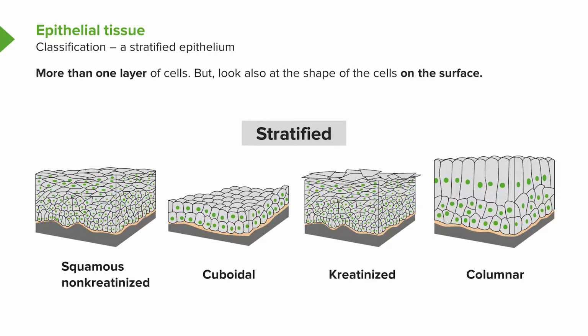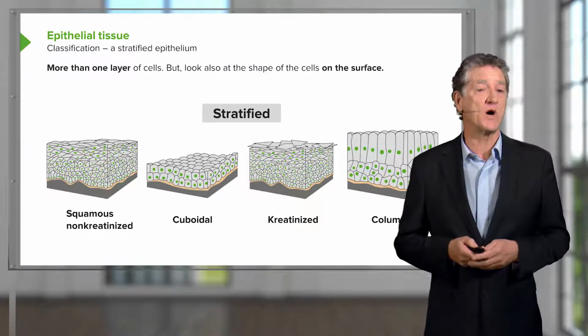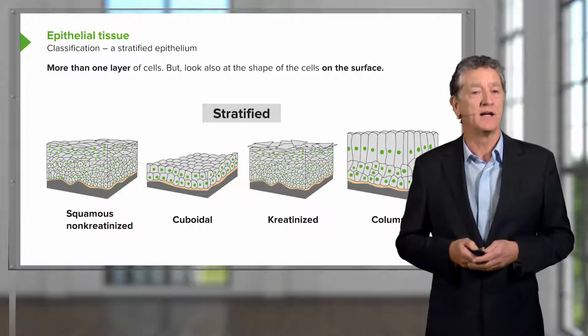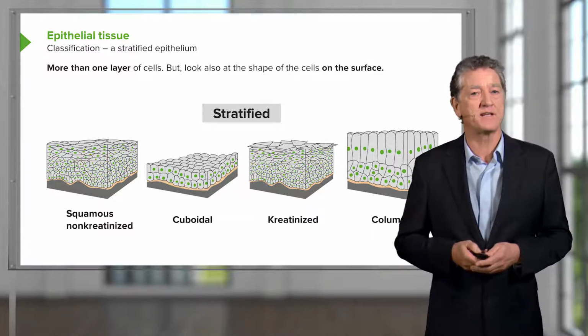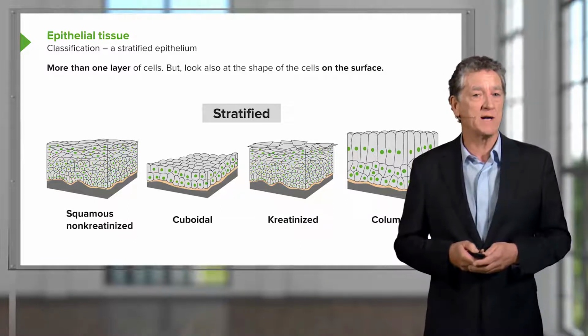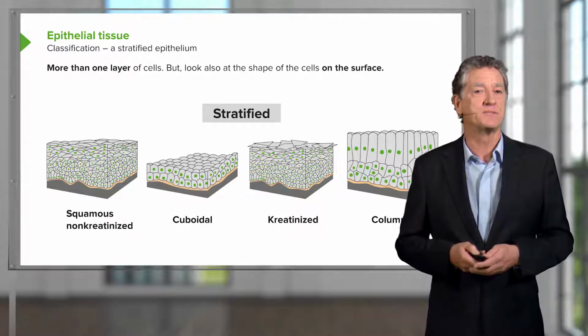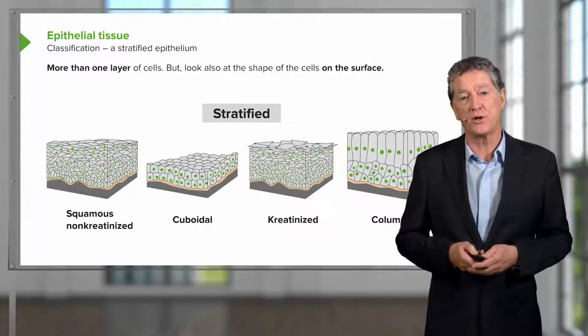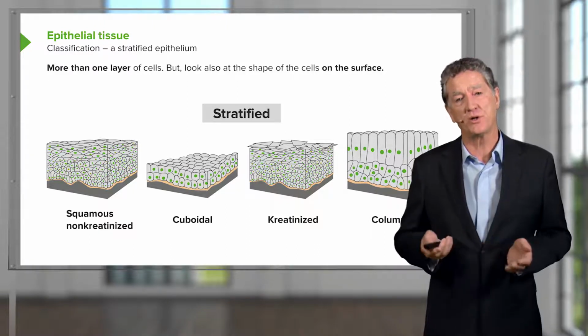Sometimes the epithelial cells or the epithelial layers may have many more cells, not just the one cell. In that case, we call the epithelium stratified. And again, we further extend that classification depending on the shape of the surface cells. They could be squamous at the surface, so we call it a squamous non-keratinized epithelium, or a stratified squamous non-keratinized epithelium. The surface cells may be cuboidal, so we call it a stratified cuboidal epithelium.